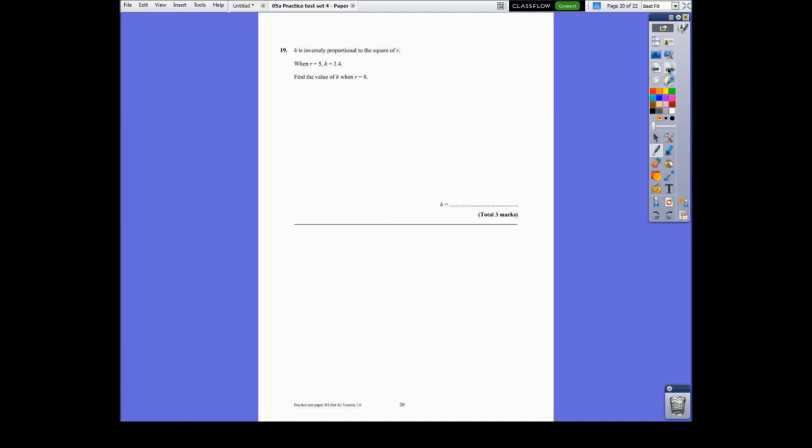Question 19. H is inversely proportional to the square of r. When r is 5 and h is 3.4, find the value of h for r being 8. Well, we start off with h being proportional to the inverse of r squared. K is the constant of proportionality which we need to work out.